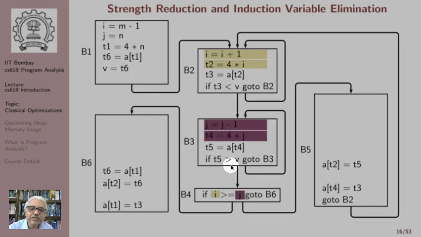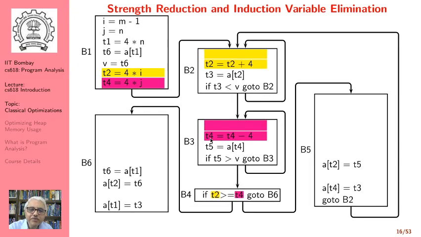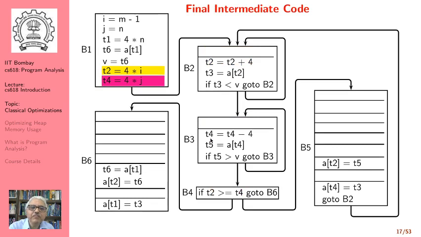When we do this, we observe that the only use of I and j in the loop is in testing this condition. Now we can test this condition on T2 and T4 as well, and therefore we end up optimizing this program by replacing a high strength computation by a low strength computation and by eliminating the induction variables I and j in this loop. So this is our final optimized program.